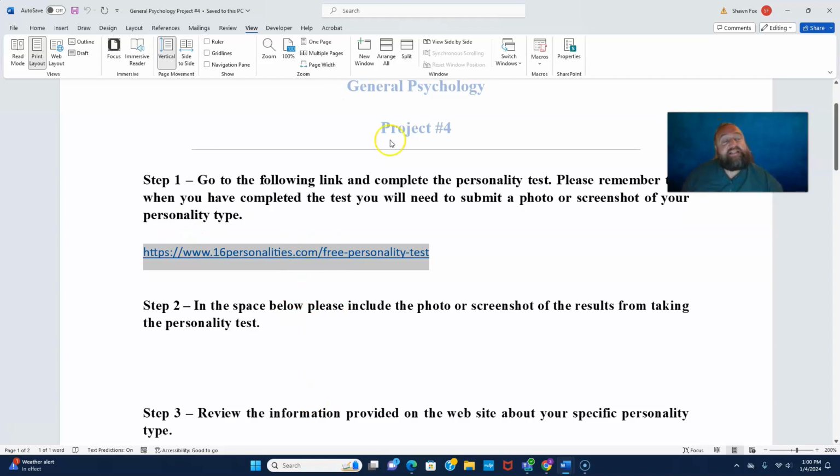At the end of taking the test, it'll give you your results. It'll consist of a 4-letter personality type. For example, mine is ESTP. So what I want you to do is when you get that results page, just like with Project 2, you're either going to do a screenshot on your computer, or you could even take a photo of it with your phone, and you're going to submit that results page in step 2.